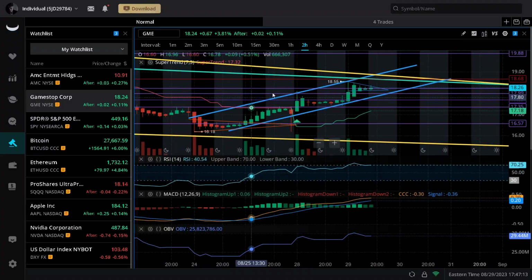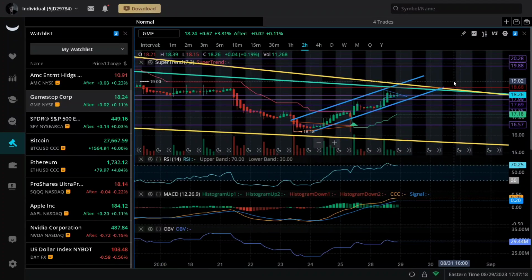It's in an ascending channel, so I do think it's going to continue to move to the upside, and this thing could get crazy by earnings. Earnings is the 6th of September. This thing could get absolutely crazy by that time. Okay, so you guys want to be ready.